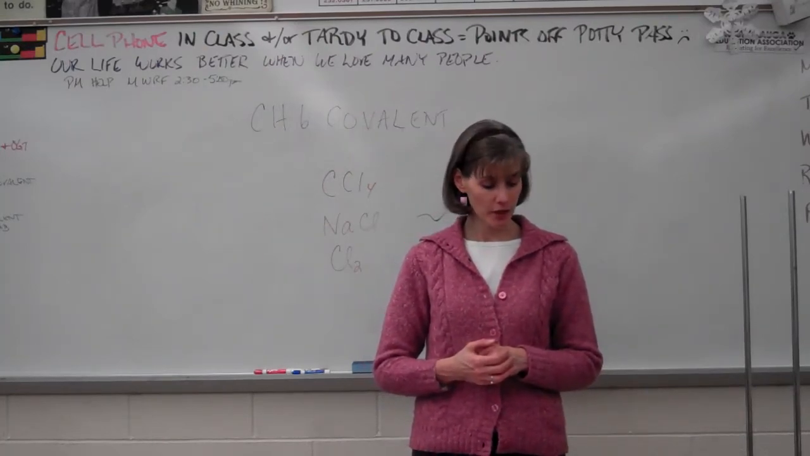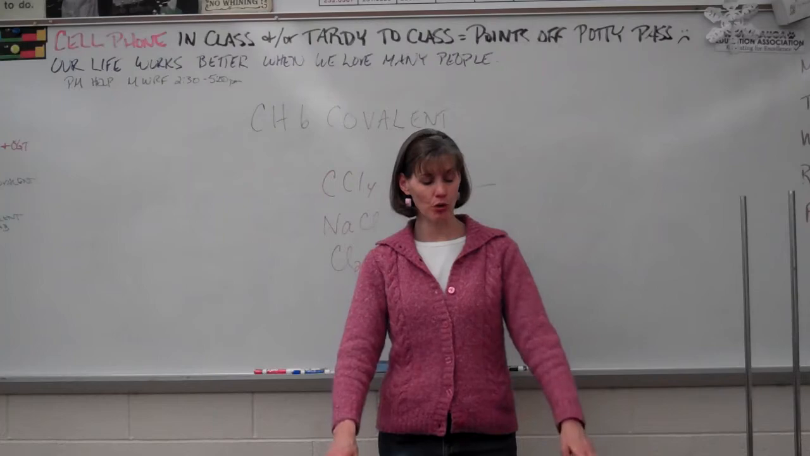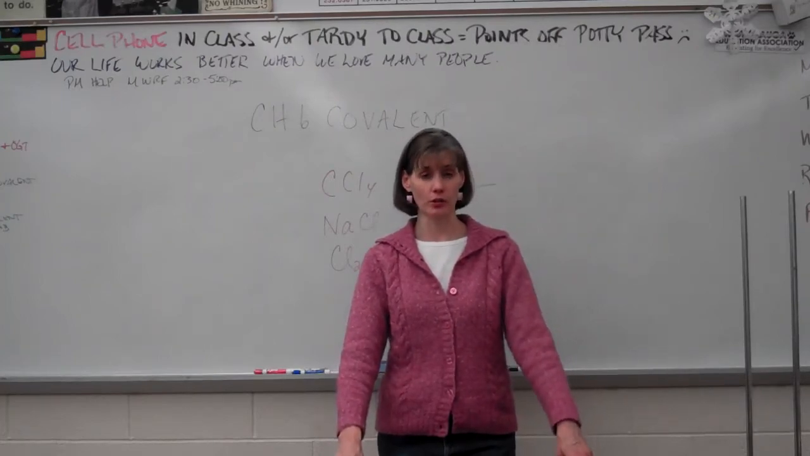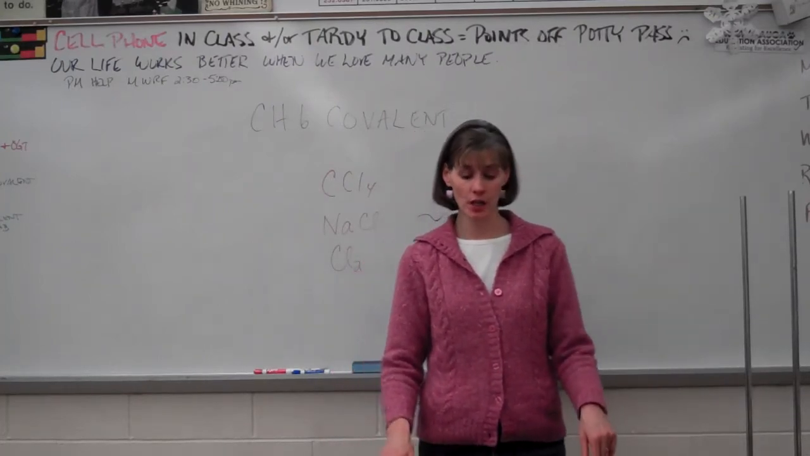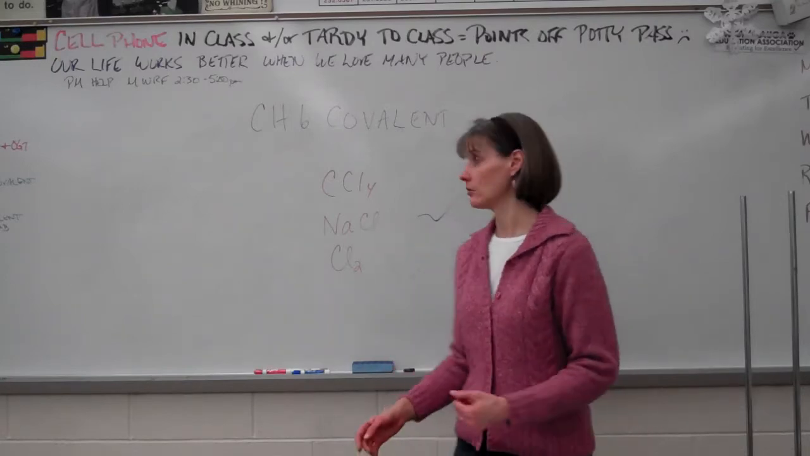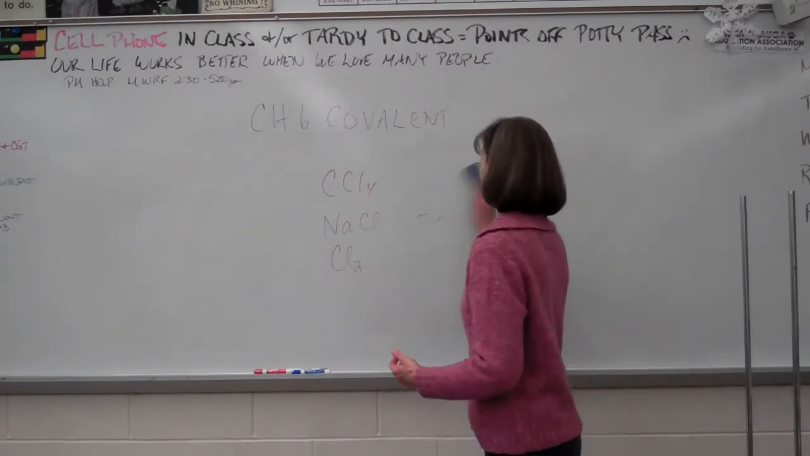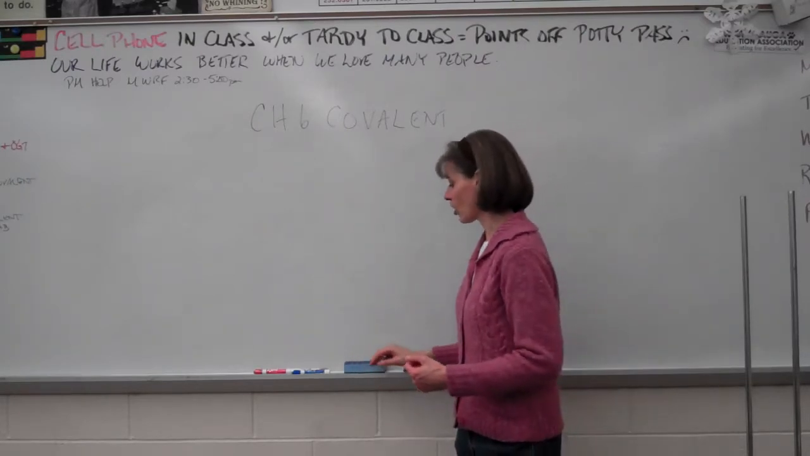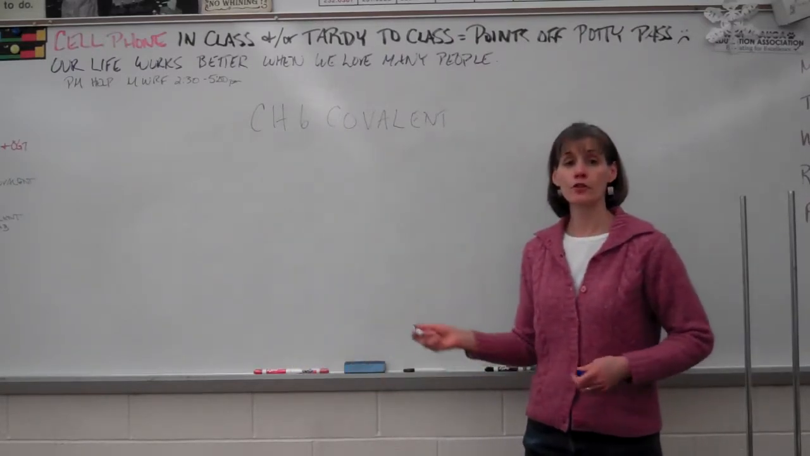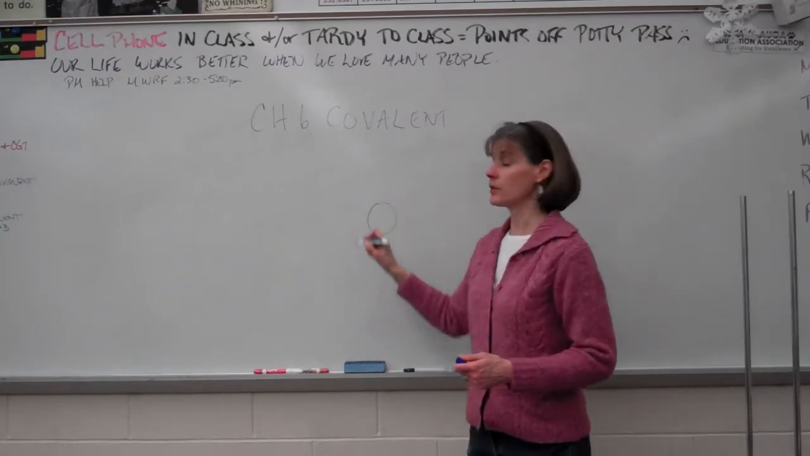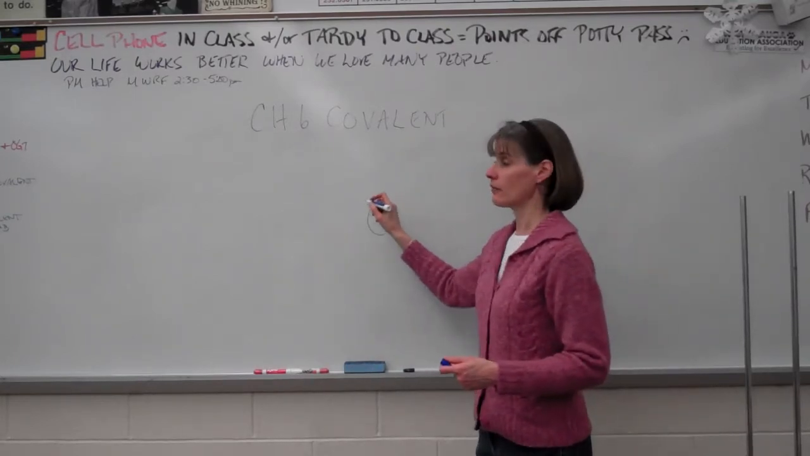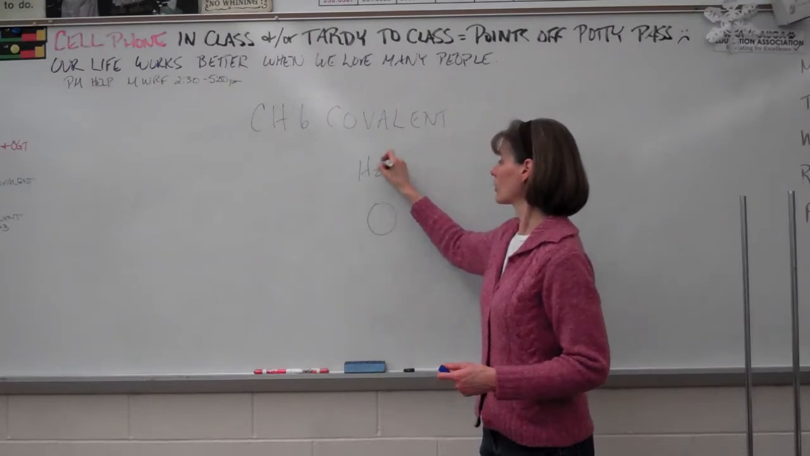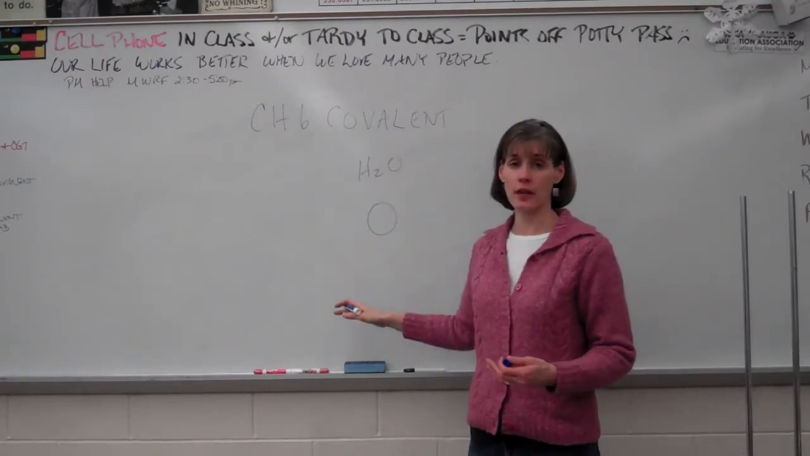Question number 14. Explain how to draw a correct Lewis structure. Okay, so this is a general question about drawing Lewis structures in general. And when you draw a Lewis structure, I'll just kind of talk you through it, of course. First thing you're going to do is identify the elements that are involved. Say, for water, we're going to draw H2O. We know there's hydrogens and oxygens.